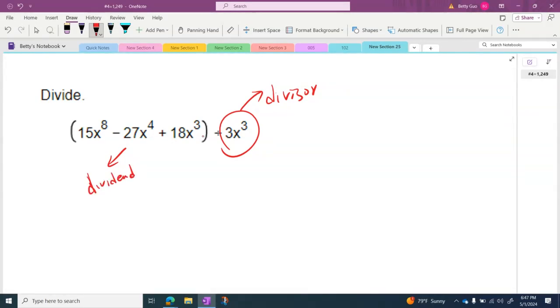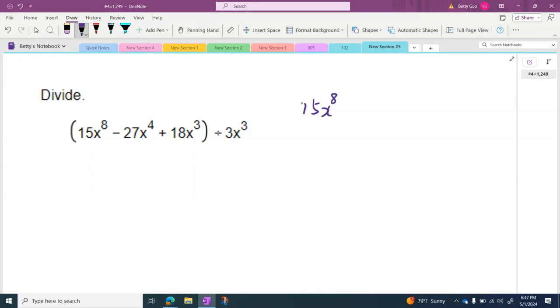When the divisor is a monomial, we do not need to use long division. We have a better method, right? And I think this is basic. 15x to the power 8 minus 27x to the power 4 plus 18x cubed divided by 3x cubed. So we're going to write the division expression as a quotient, all over 3x cubed.